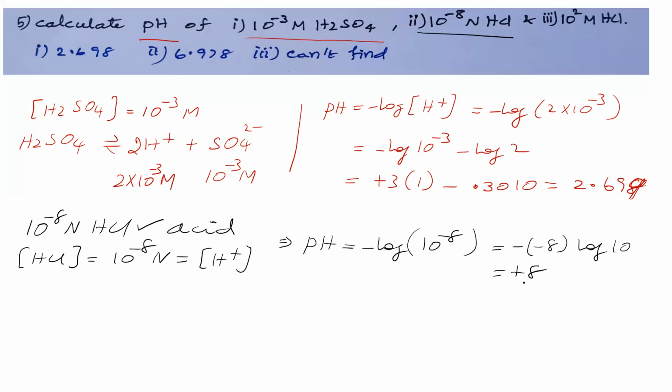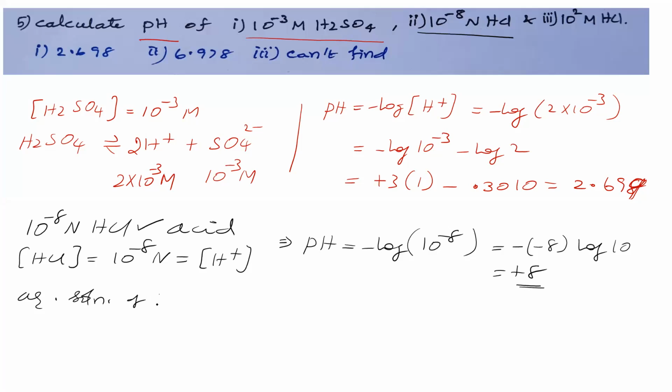But we are getting pH greater than 7. We are getting pH 8. That means we have committed some mistake. That's why we got pH 8. So what is the mistake we have done? That we will see. Now we will take this aqueous solution of HCl.